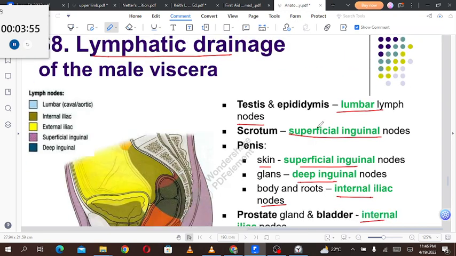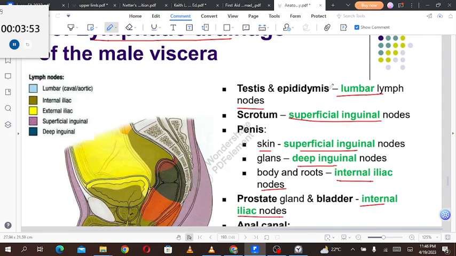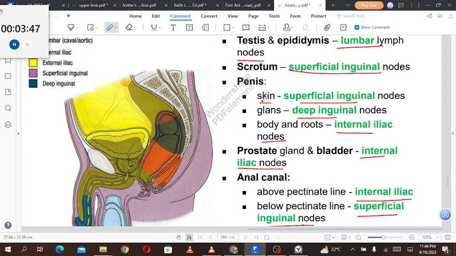Let's repeat that once again because it is very high yield. For the testes and epididymis, we have lumbar lymph nodes. For the scrotum, we have superficial inguinal lymph nodes. For the penis, skin will go to the superficial inguinal, same as the scrotum. Glans will go to the deep inguinal lymph nodes.